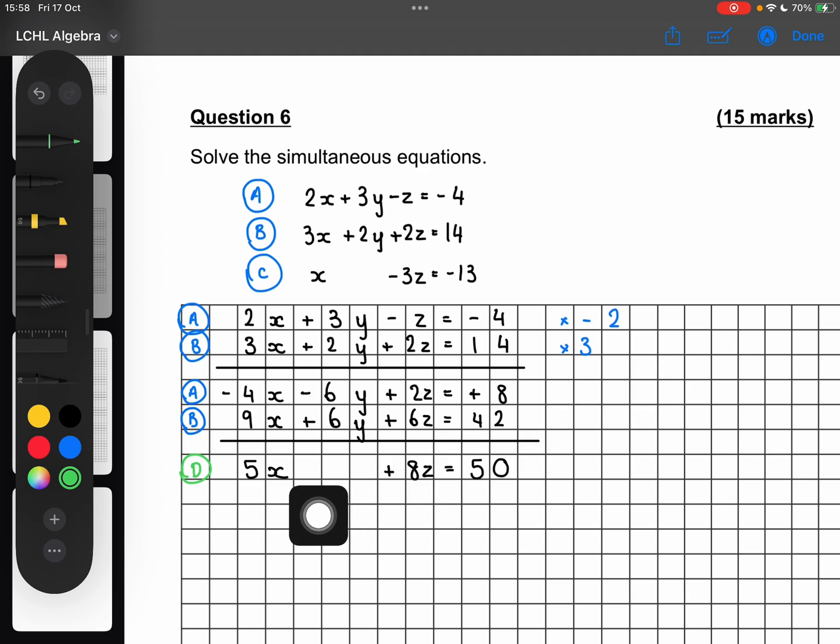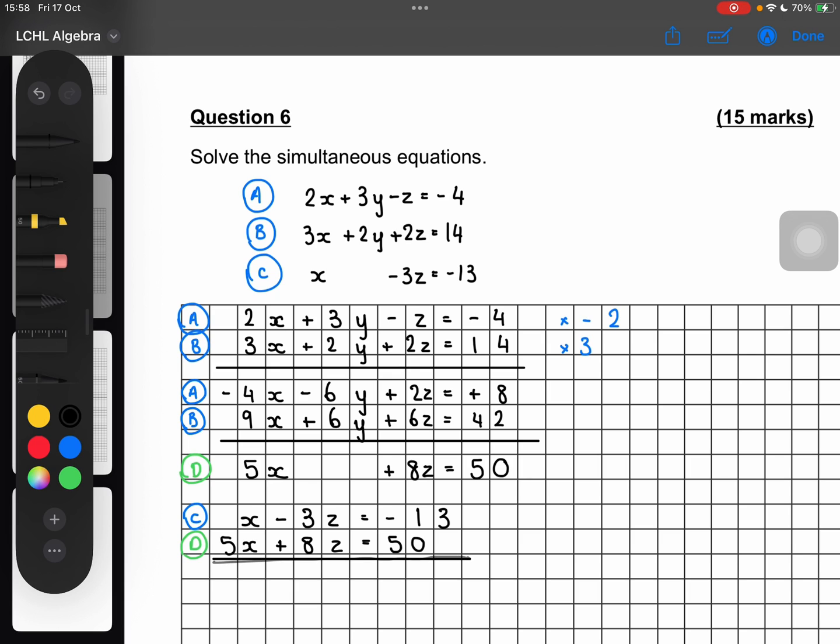Okay, and I don't need to go and find another new equation with just x and z because they gave me an equation with just x and z. Okay, so I'm going to look at equation C and equation D together now. Okay, so equation C was x minus 3z is equal to minus 13. And then equation D was 5x plus 8z is equal to 50.